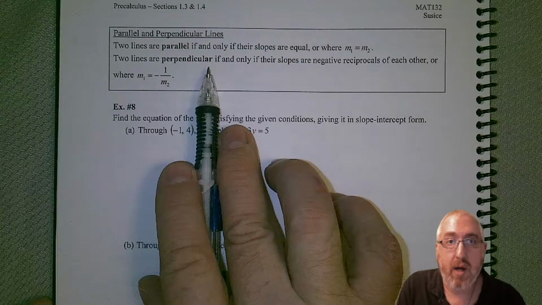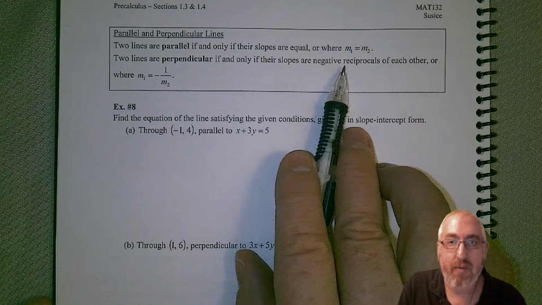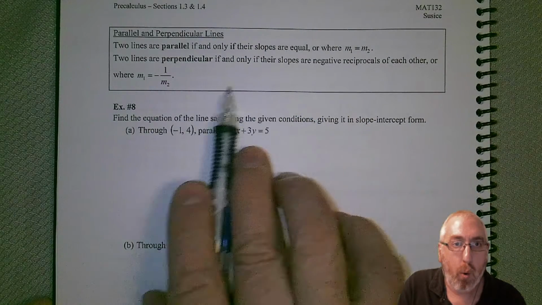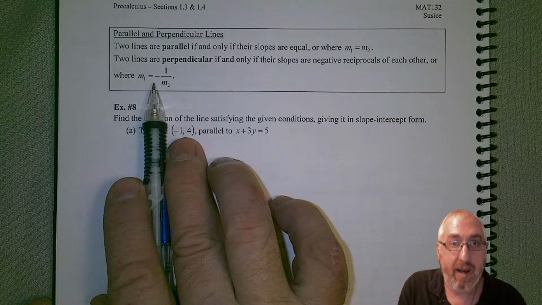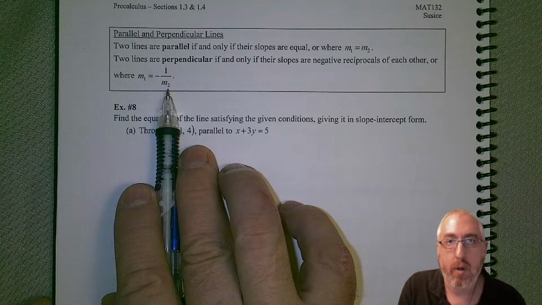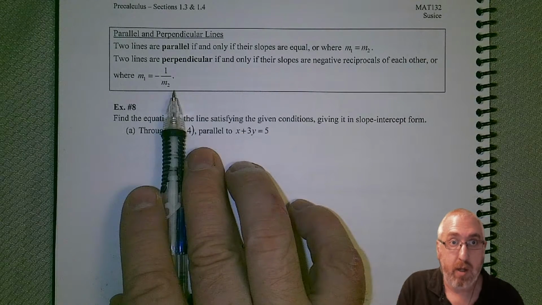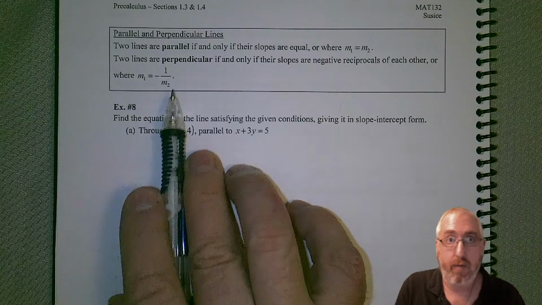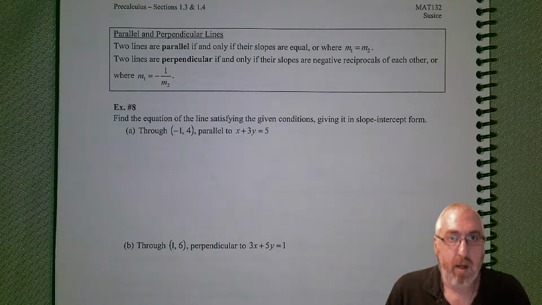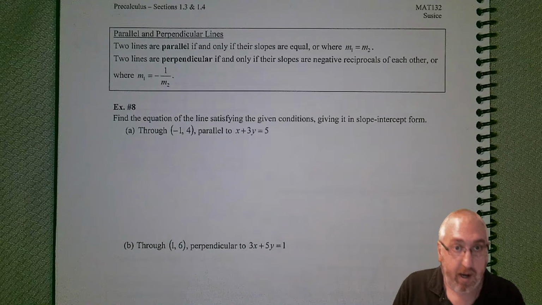But when two lines are perpendicular, that only occurs if their slopes are negative reciprocals of each other, or we can have M1 equal to negative 1 over M2. So we should be able to show one of those two conditions, or those conditions have to be met in order for those lines to be as indicated. So let's try a couple of applications.